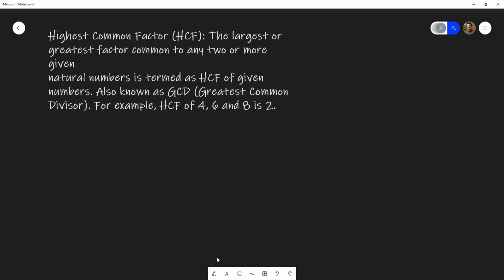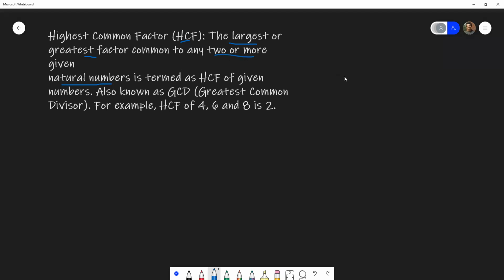So now we're going to learn about HCF, or highest common factor. Okay, now this is a little bit different than the LCM. The largest or greatest factor common to any 2 or more given natural numbers is termed as HCF of given numbers. We're going to be selecting any two or more natural numbers like before.